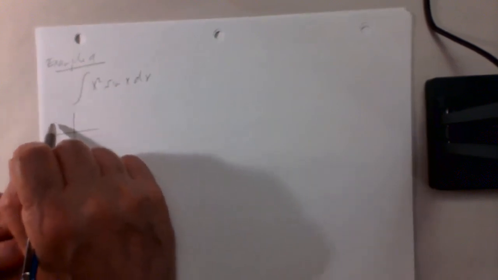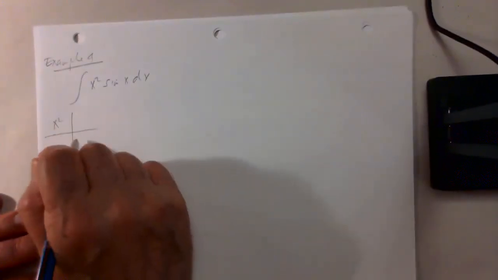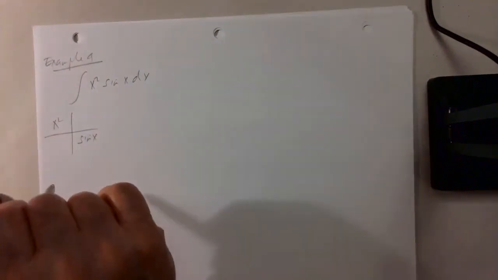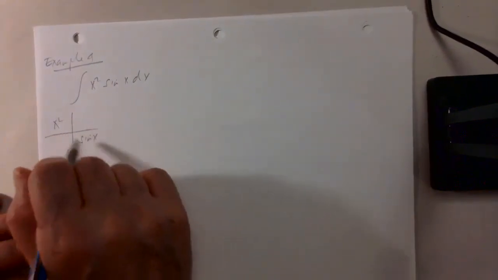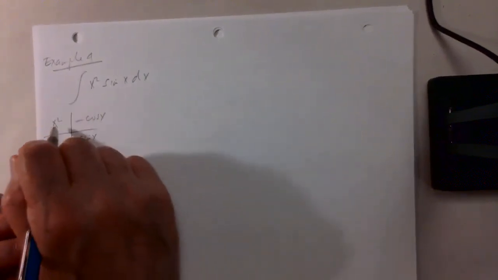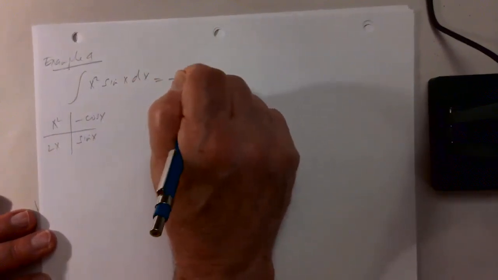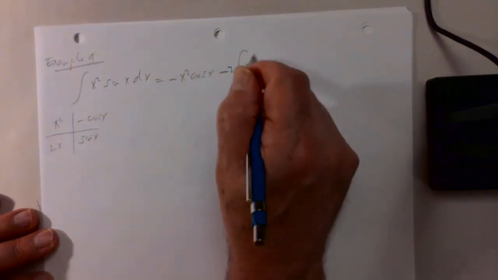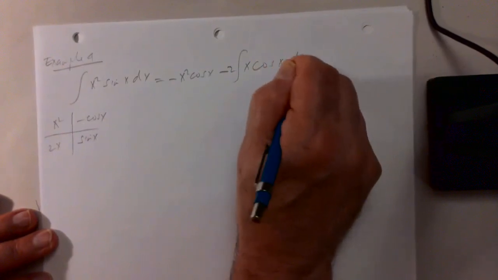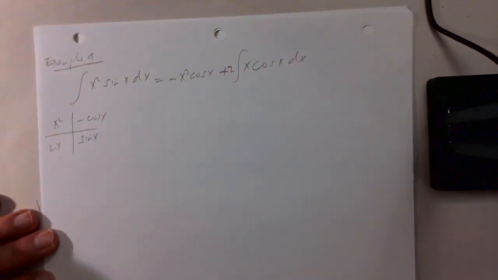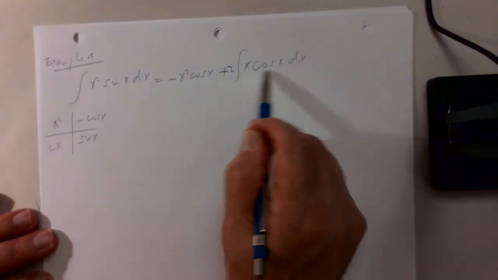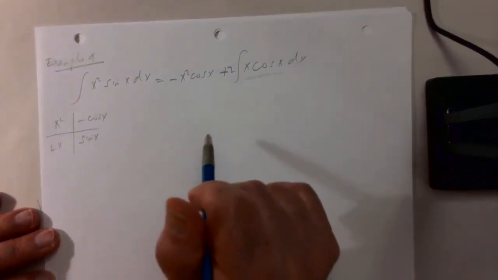So we might let u equal x squared and v prime equal sine x. In that case, the antiderivative of sine x is minus the cosine, and the derivative of x squared is 2x. So we get minus x squared cosine x minus the integral of 2x times minus the cosine. Makes that a plus. But we still have to do this integral. Let's do another integration by parts.